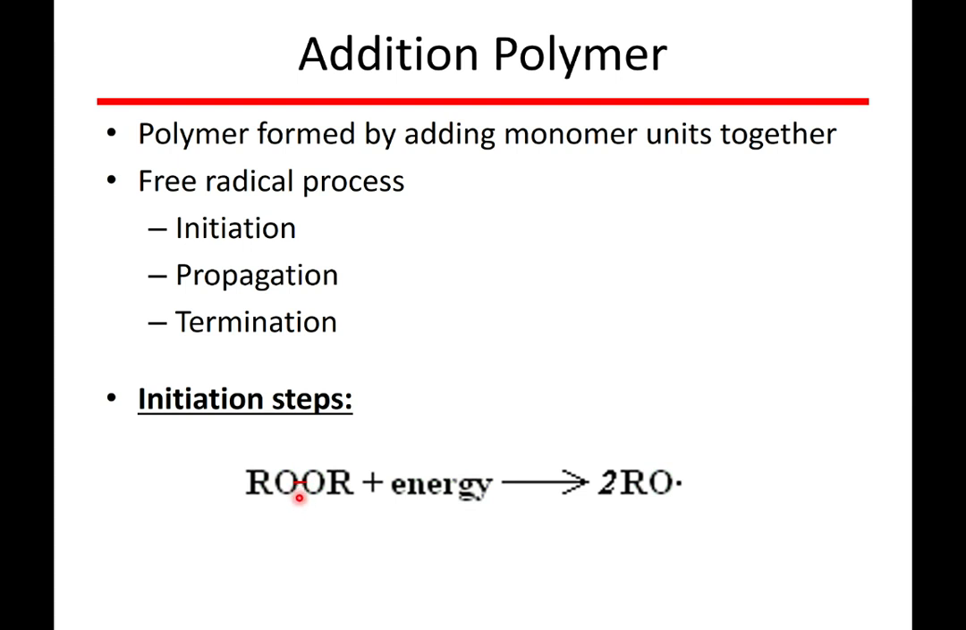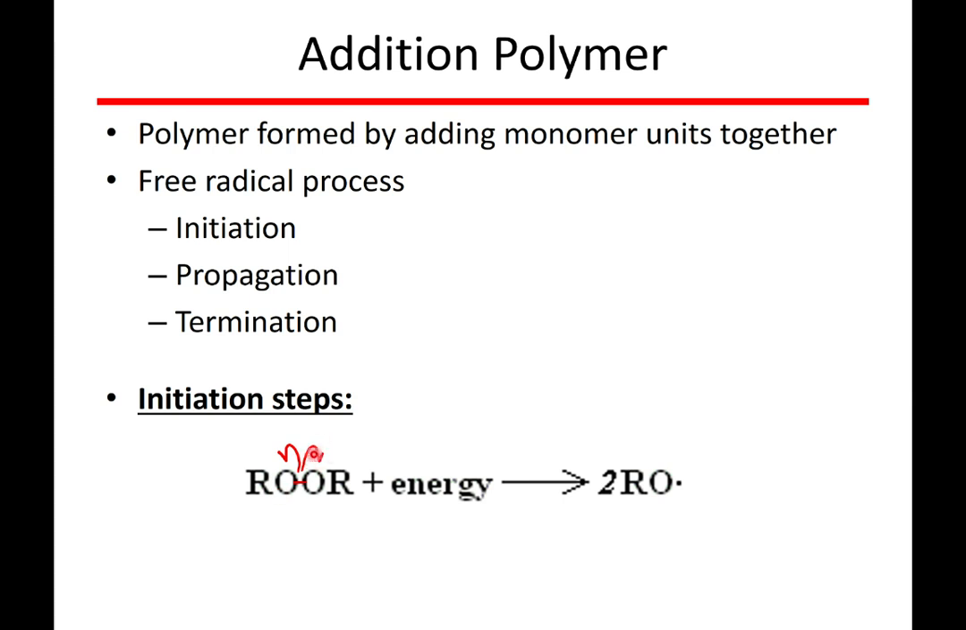Remember that a bond consists of 2 electrons. And so what will happen is when you break the bond, one of the 2 electrons goes to the oxygen on the left, and one of the 2 electrons goes to the oxygen on the right. We use these half arrows to represent that. So this half arrow represents 1 electron from the bond that goes onto this oxygen.